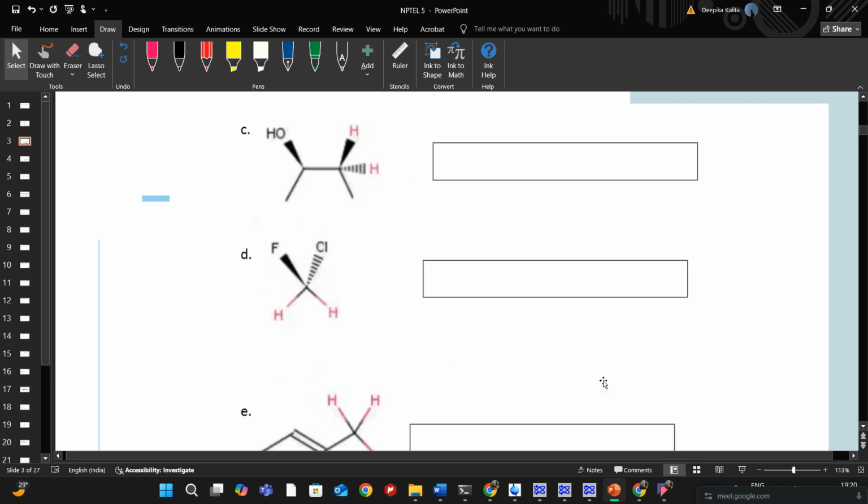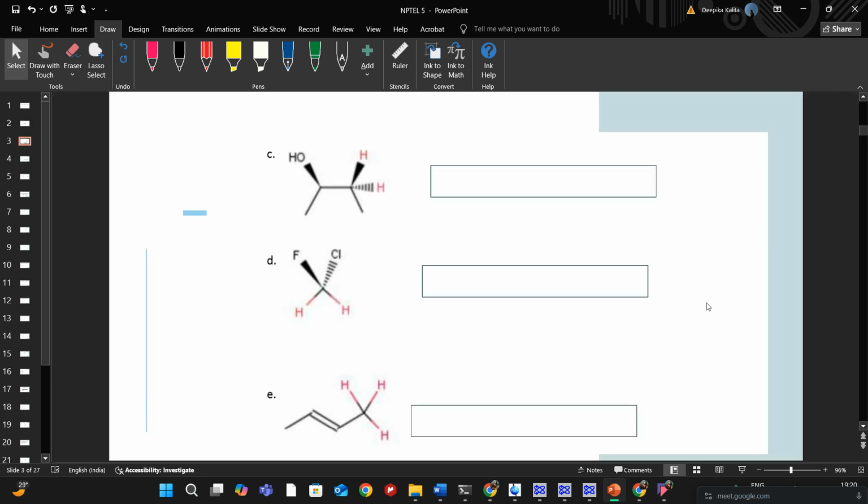Okay, three similar types of molecules are again given here, and you will have to figure out whether these protons indicated with pink color are chemically equivalent or not. Let us figure out one by one.